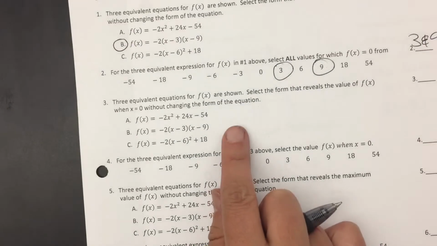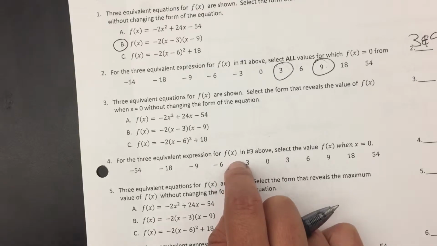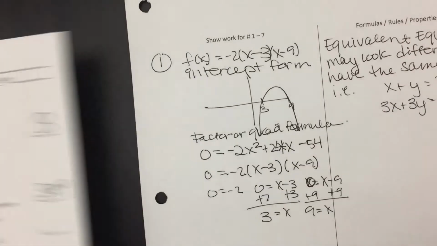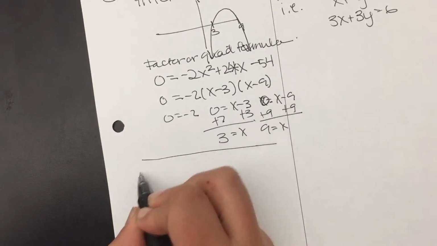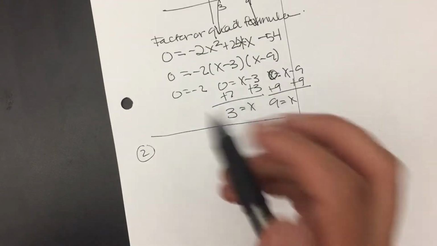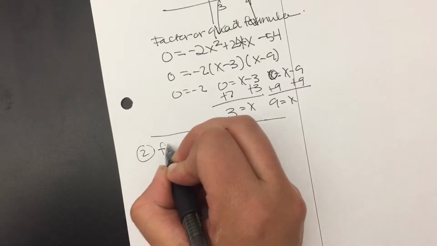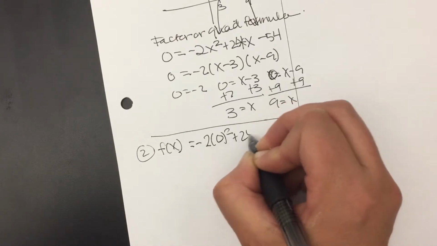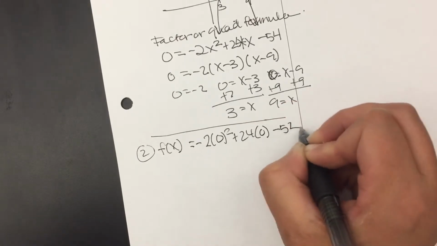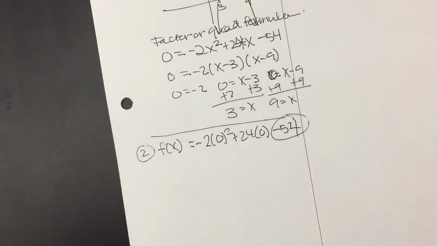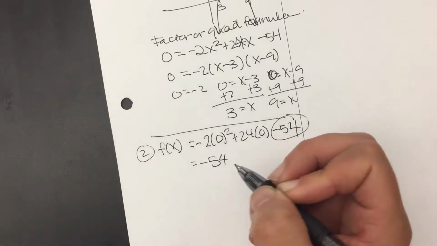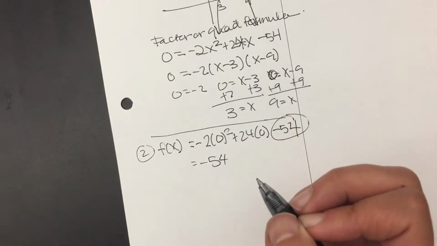Okay, here, 3 equivalent equations are shown. They're the same ones. It wants to know which one reveals the value of f of x when x equals 0. So this time I'm going to plug in x with 0. Okay, so this is number 2. So if I plug in 0 for the first one, that would be 0, this would be 0, and voila, I get my negative 54 because that would be 0. So I can see that without actually doing the math, okay?